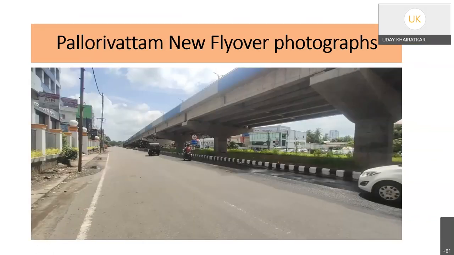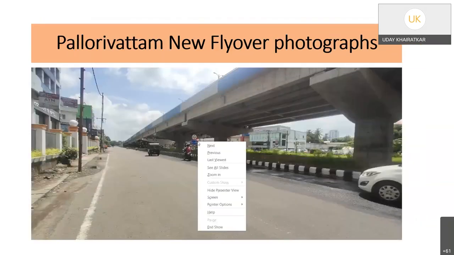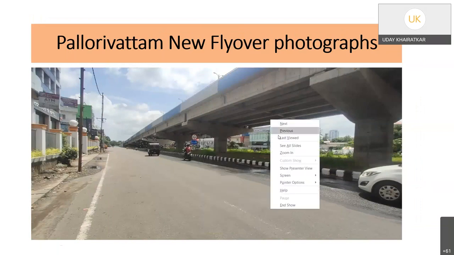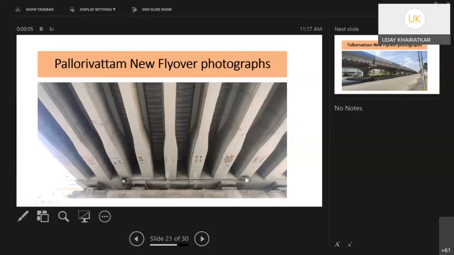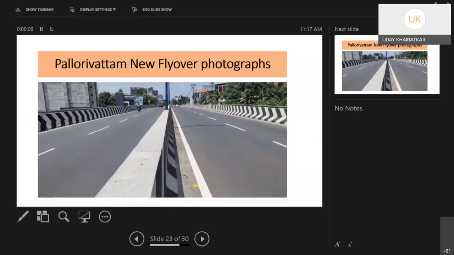Now after highlighting all the faults, the entire bridge was demolished within a very short period of around 18 months or so. A new flyover was constructed. This flyover is located in a very popular city, and it was actually located on the national highway, so it had to be done very fast. This is the photograph of the new bridge. As you can see, it is now open to traffic.